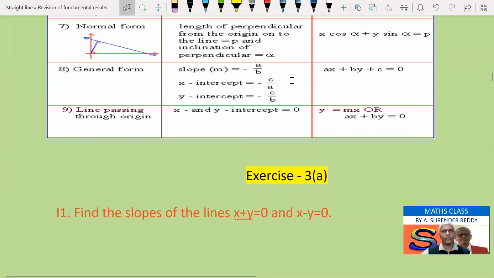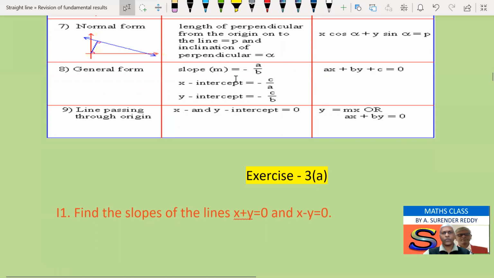So the general form, ax plus by plus c is equal to 0, we know. If the equation is in the general form, any first order equation in x and y, or only in x or only in y, always represents an equation of a straight line. So this is the general form of a straight line.